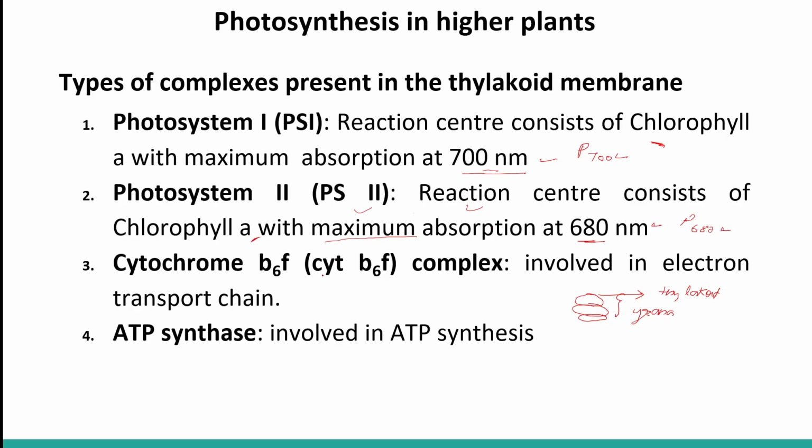Then we have this complex, cytochrome B6F. This complex is involved in the electron transport chain. We will study this complex in detail when we talk about the electron transport chain in the next session. And then we have ATP synthase. ATP synthase is an enzyme, also known as complex 5 of the electron transport chain. It is involved in ATP synthesis. The structure of ATP synthase and how it works, we will discuss in the next session, but the point to remember is that it is involved in ATP synthesis.